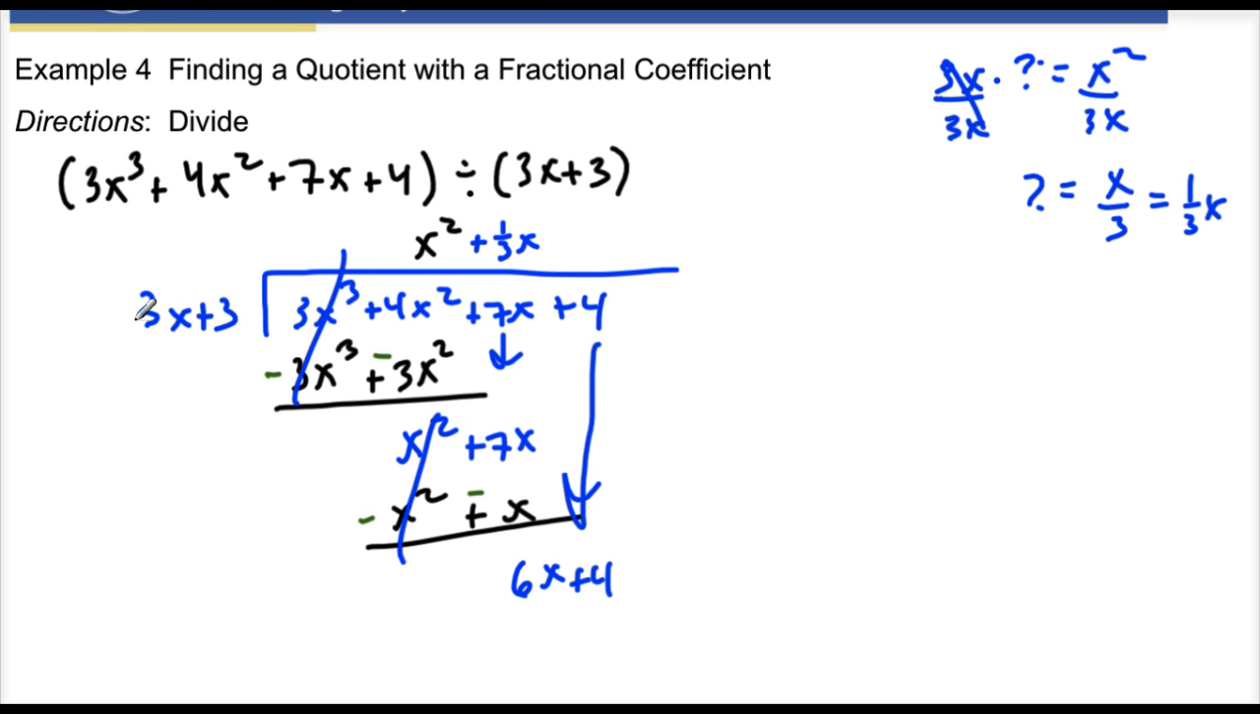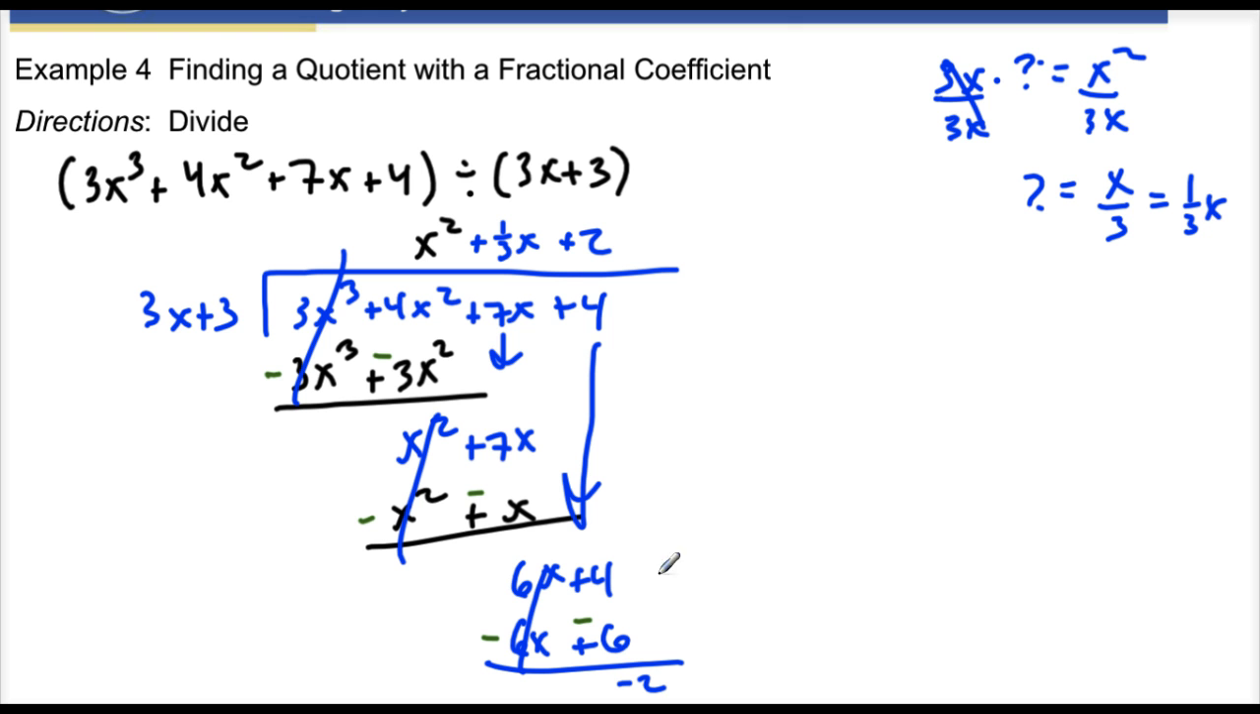Let's see. 3x times what is 6x? Well, that's just going to give us a nice 2, right? So 3x times 2 is 6x. 2 times 3 is a positive 6. We go ahead and we subtract those two, and we're left with just a negative 2.